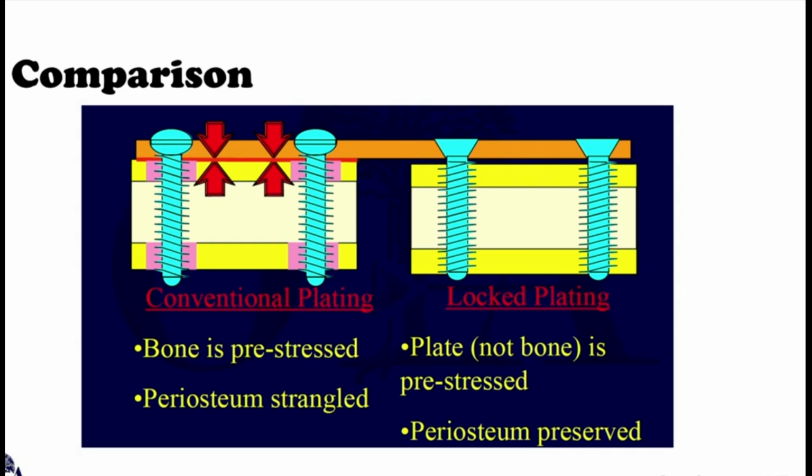When you use conventional screws in a conventional design as shown here, you compress the plate to the bone. The bone is pre-stressed. The periosteum gets crushed as well. As opposed to lock plating, the plate, not the bone, is pre-stressed, and the periosteum, you can see, is preserved.